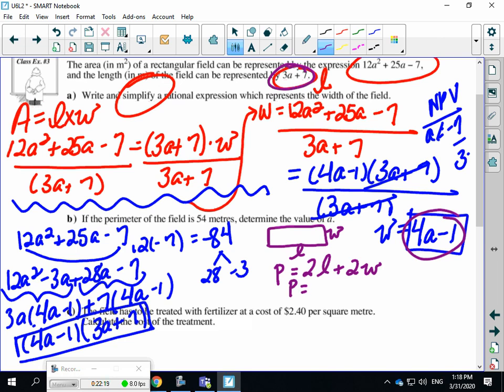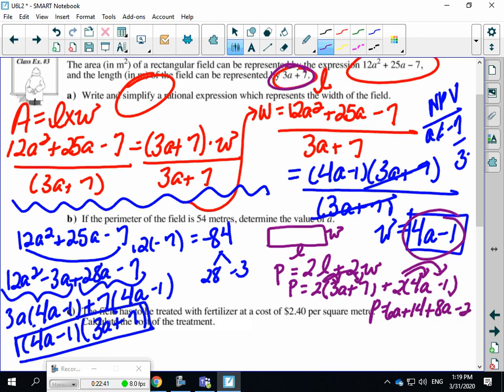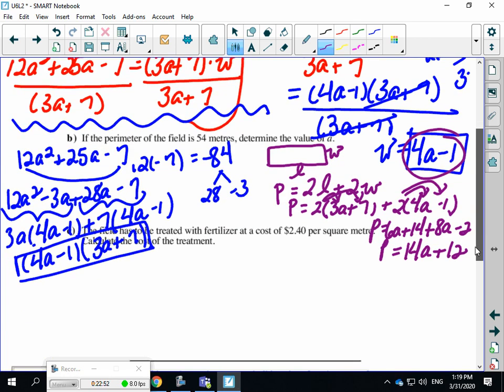So the perimeter is going to be equal to 2 times the length, which is 3a plus 7, plus 2 times the width, which is 4a minus 1. Distribute the 2 into each of your brackets. So we have perimeter is equal to 6a plus 14 plus 8a minus 2. Now I can collect like terms. So this perimeter is going to be equal to 14a plus 12. Okay, we're given the perimeter. They tell us it's 54 meters. So I can plug that into my perimeter formula. 54 is equal to 14a plus 12.